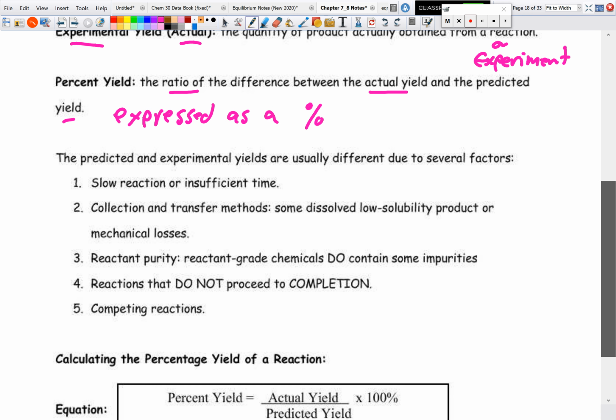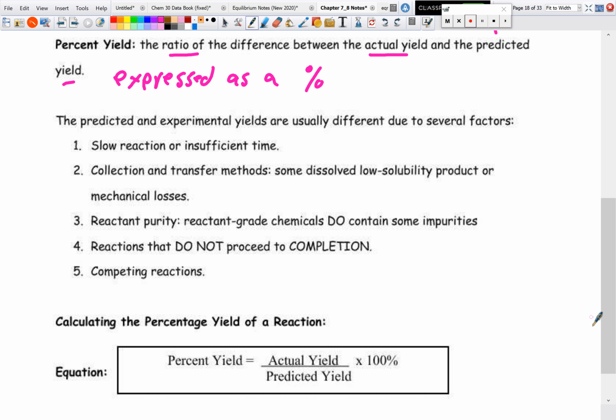So of course we need to do this because not all reactions are quantitative, meaning that they go to 100%. So there's many different factors that can affect how much product you can actually get from the end of a reaction. One of them is slow reaction time, or insufficient time to let all the reactants react or collide with each other and produce the products. And of course, collection or transferring methods as well.